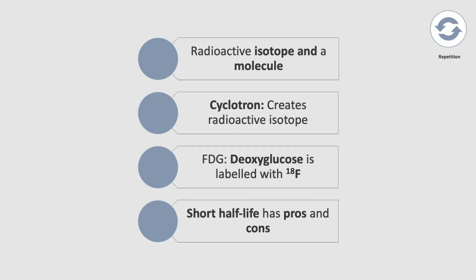A radio tracer is made up of a radioactive isotope and a molecule. A cyclotron accelerates charged particles to high speeds and shoots them at a stable isotope, creating a radioactive isotope. The most common tracer is FDG, where deoxyglucose is labeled with F18. A short half-life comes with pros and cons. For instance, minimizing the health risks, but also requiring on-site production.